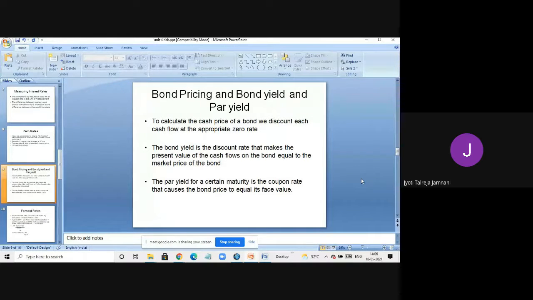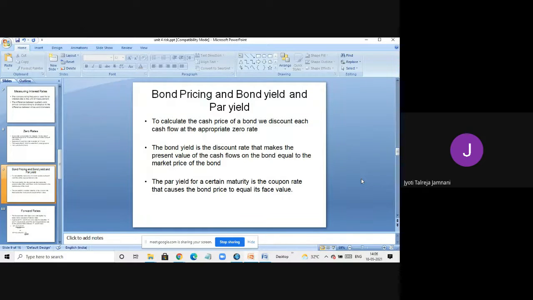Par yield is the sums that we did where we found the C by 2 value. C is the coupon rate. So par yield for a certain maturity is the coupon rate or the interest rate that causes the bond price to equal its face value. So whatever is the market value, we made it equal to face value, and we had to find that interest rate, that coupon rate. When you find that coupon rate, you call it as par yield.